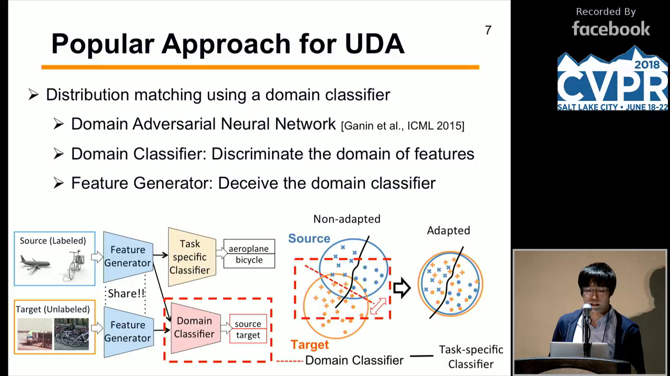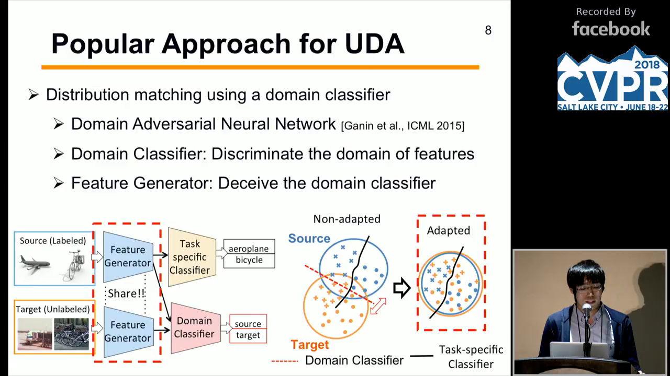Whereas the feature generator is trained to deceive the domain classifier. The feature generator learns to match feature distributions. And the task-specific classifiers are trained by source samples. The target samples will be classified correctly in the aligned distributions. The method is known to work well for various tasks, such as image classification and semantic segmentation.